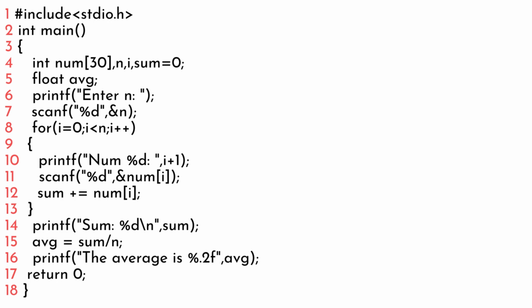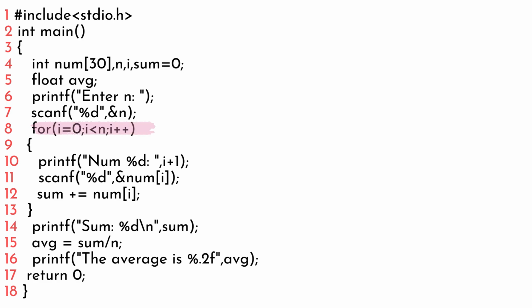We will declare an array to store the numbers and a variable to keep track of the sum of these numbers. The sum variable is initialized to 0 to ensure it starts with no accumulated value. We use a for loop to accept the numbers from the user and store them in the array. Inside the same for loop, we also continuously add each number to the sum variable.